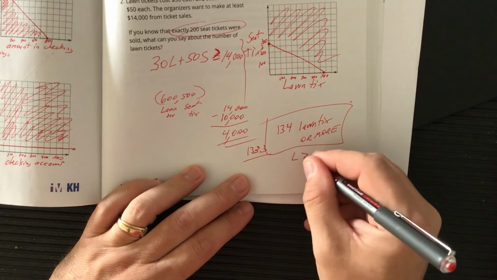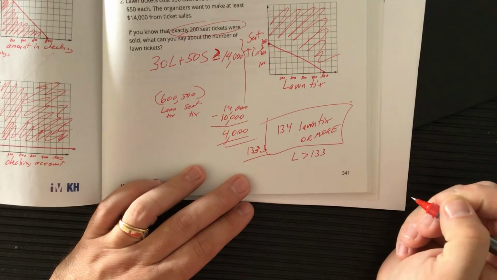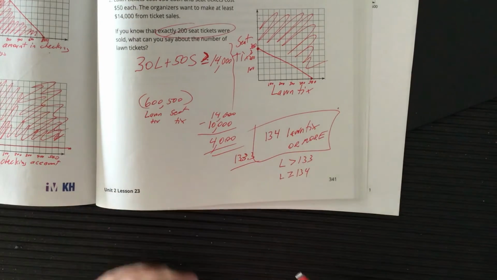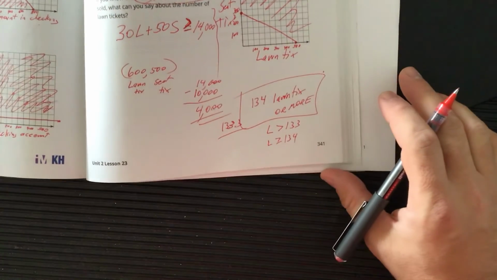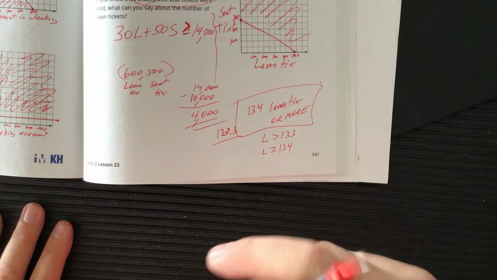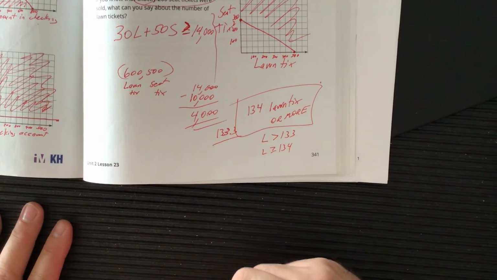Suppose you technically could have said greater than 133 as well. Or greater than or equal to 134. Because 133 doesn't work and you're not going to sell a third of a ticket or a third of a seat. Good.